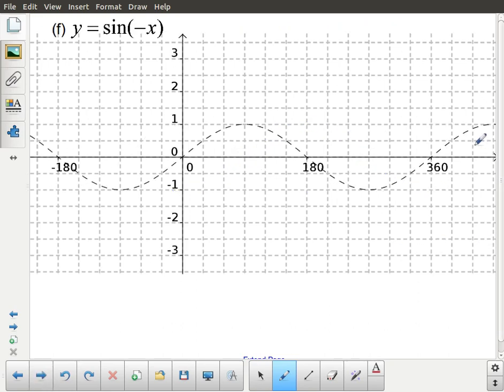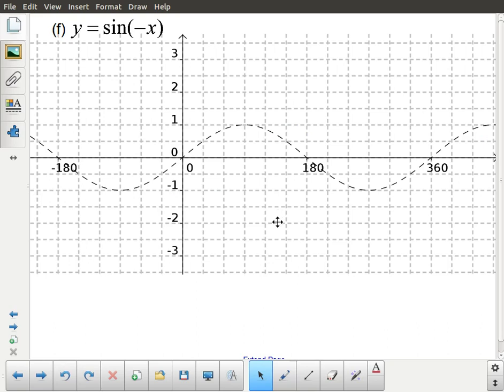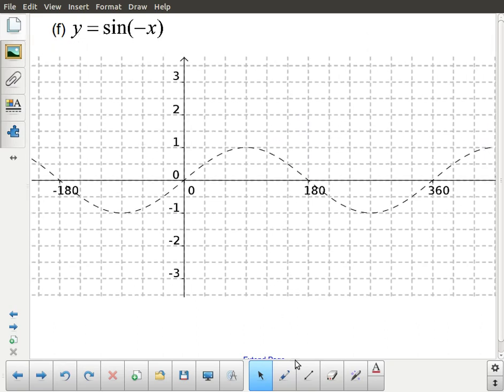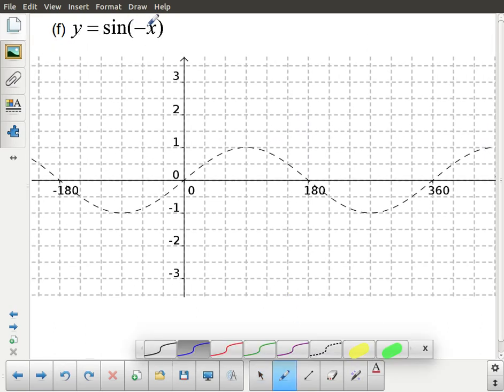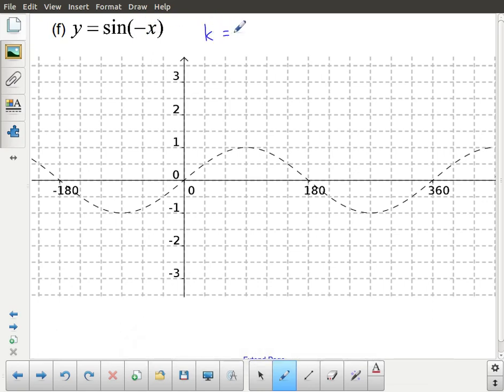Okay, here sine, move this down a little bit. Here we have sine. In this case, the coefficient we're looking at is a k value. In this case, it's negative 1. So you notice that I'm just dealing with single transformations at a time so far. So this would be a horizontal reflection. So that means that my x coordinates are going to go from positive to negative and negative to positive.